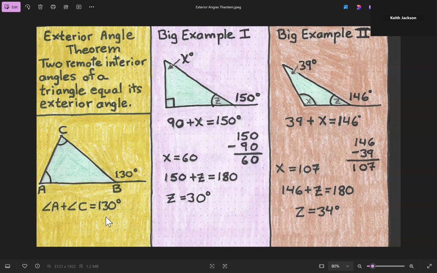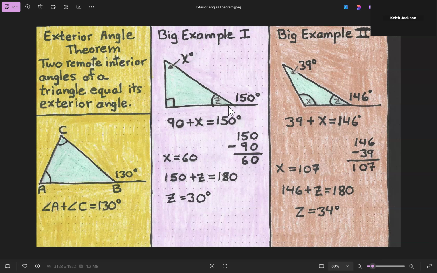And let's put this into effect with big example 1, in which we have this situation where the exterior angle, which is equal to 150 degrees, we know is going to be equal to this 90 degrees plus this x degrees that we're trying to figure out. And all we have to do is this. We're just going to go 90 plus x is equal to 150. And after that, we're simply going to subtract 90 from both sides. And when we do that, we will find that x is equal to 60 degrees right here.